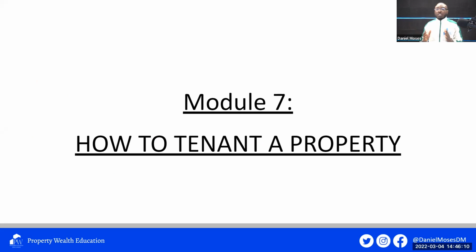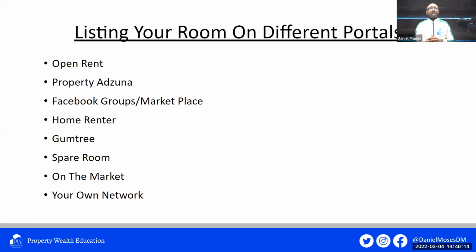So on module number 7, how to tenant the property is listing the property on different portals. Now, in listing your property on different portals, the property portal number 1 that you should go and advertise your now well-styled, photographed, branded property on is Open Rent. We use Open Rent a lot to market to our tenants.